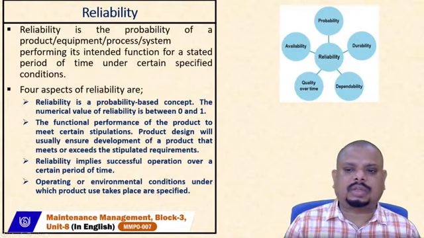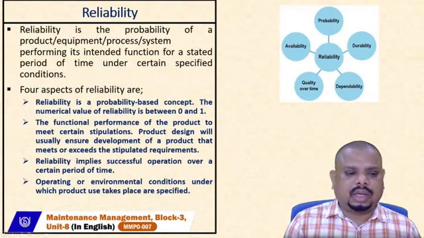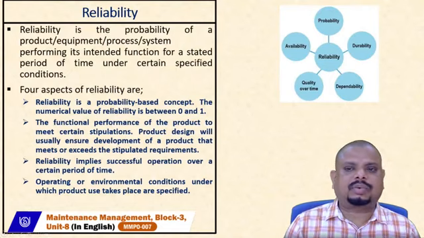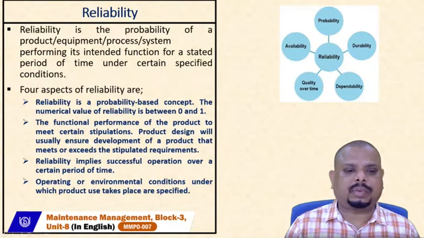So they basically transform the power or mechanical power from one state to other states. The third aspect, that is known as reliability, implies the successful operation over a certain period of time. So whenever you apply this particular concept, that is known as a probability-based concept, there must be successful operation over a certain period of time.